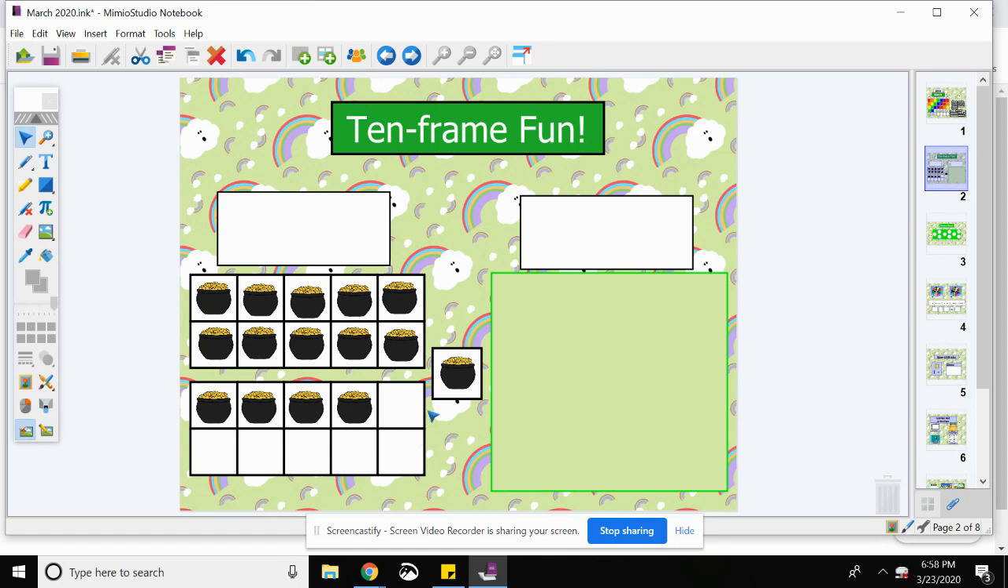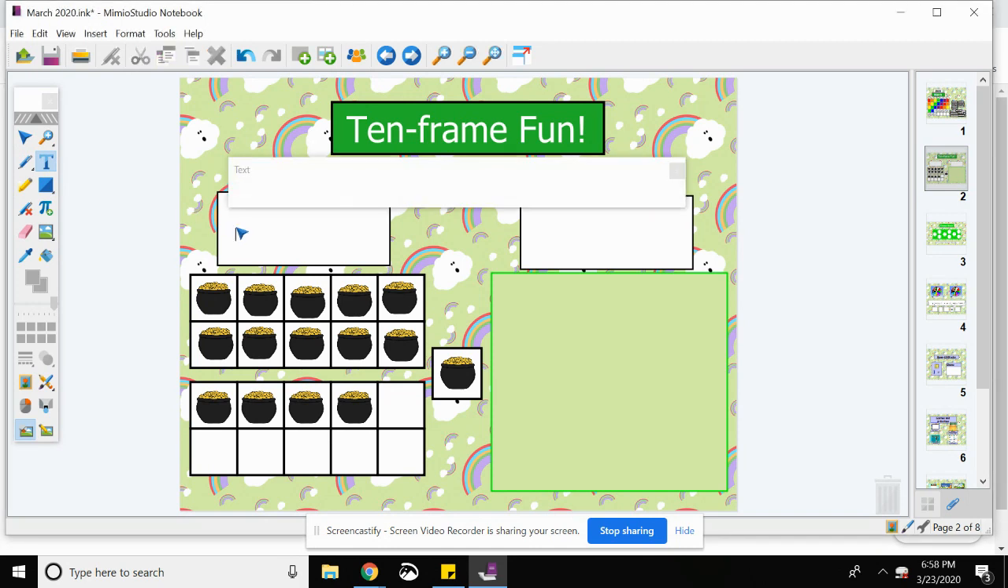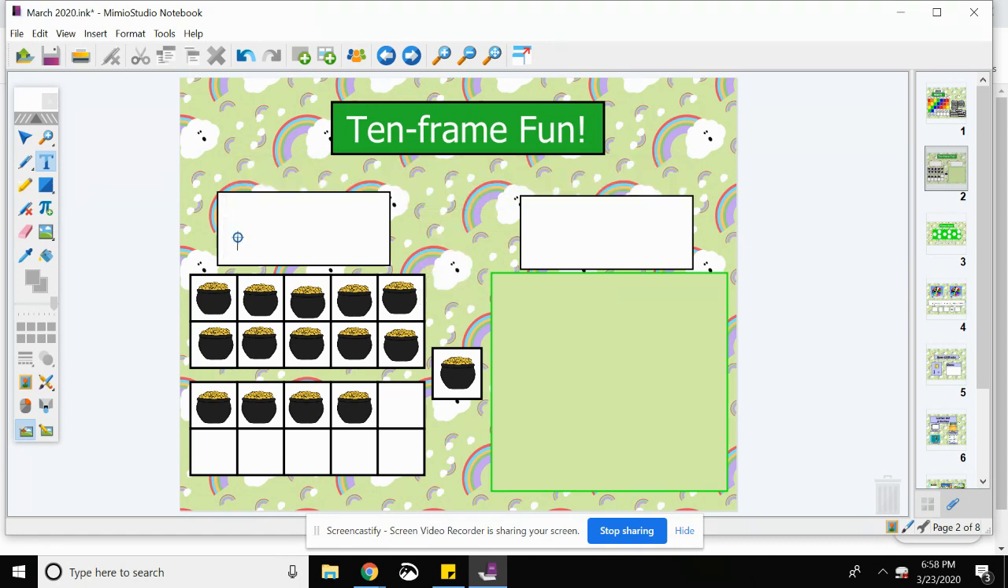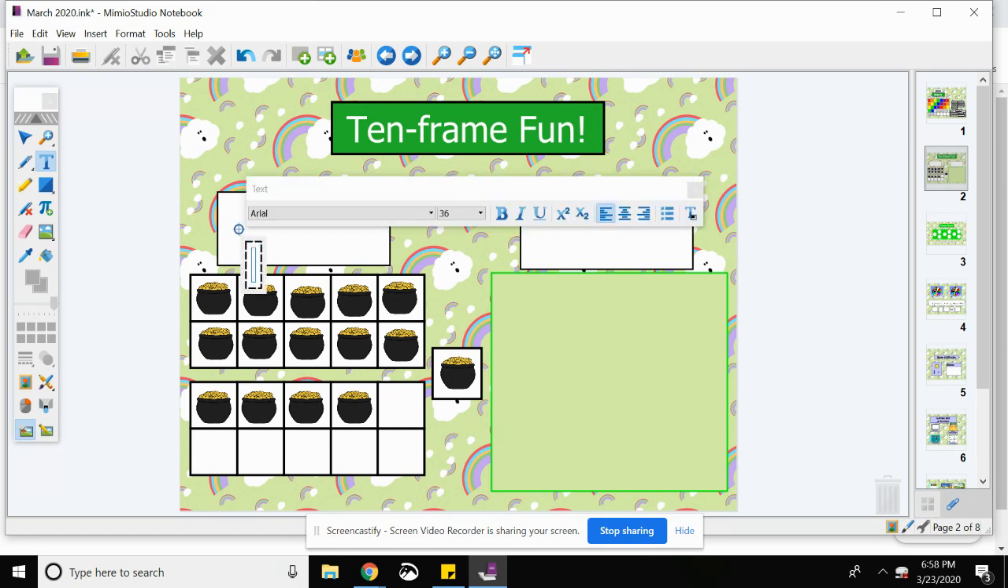Think about how many is in this 10 frame. That's usually how I start, and then I count on. I'm going to give you about 5 more seconds, and I'm going to start to write out the answer. All right, I'm going to pull out my texting tool. I'm going to make it bigger. All right, ready? I'm going to say that there are 10. Let's try that again.